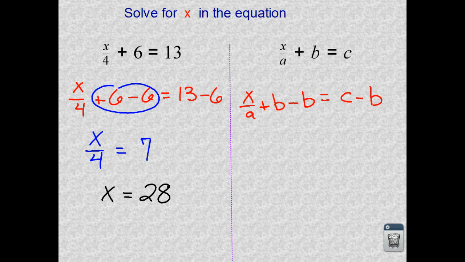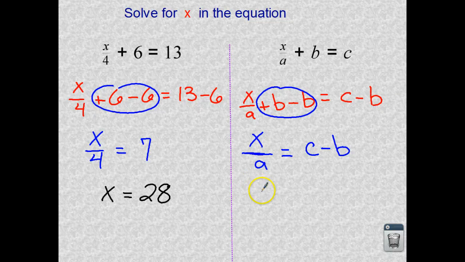All right, now we go. So x over a is equal to, this is gone, c minus b. We don't know what the numbers are, and right now it doesn't matter to us. We're just moving the equation around. And what would you do here to get x by itself? Multiply both sides by a. So we say x is equal to a times the quantity of c minus b.